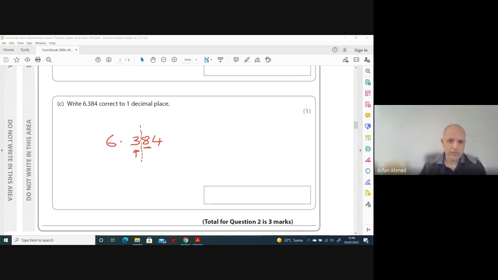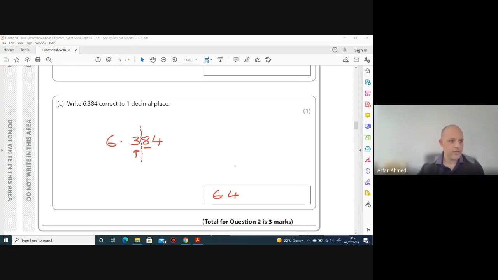the one before it. So if this number here, the 8, is more than 5, if it's a 5, 6, 7, 8, or 9, the digit before it goes up. If it's less than 5, then it stays the same. And technically what you are doing is rounding down. So in this case, obviously it's more than 5, so it goes up to a 4. So it's going to be 6.4 as your answer. Yep. Dead easy.